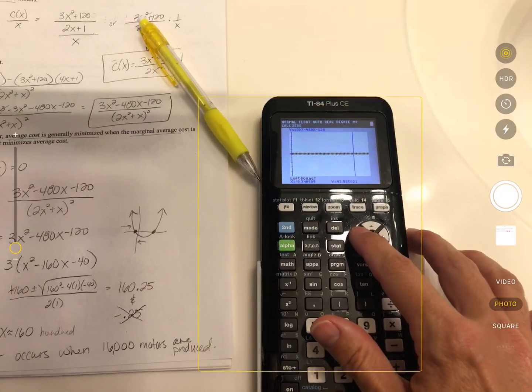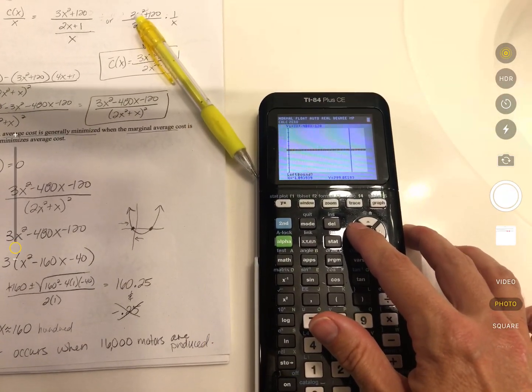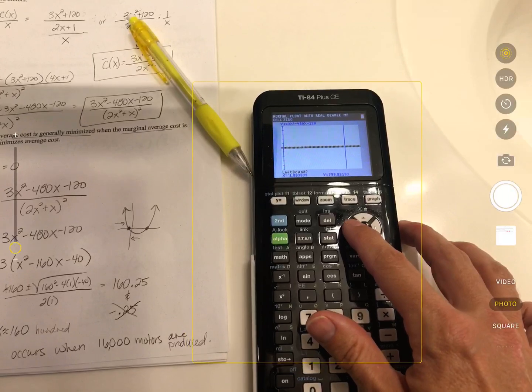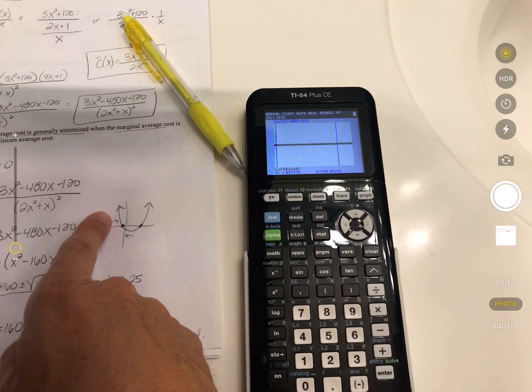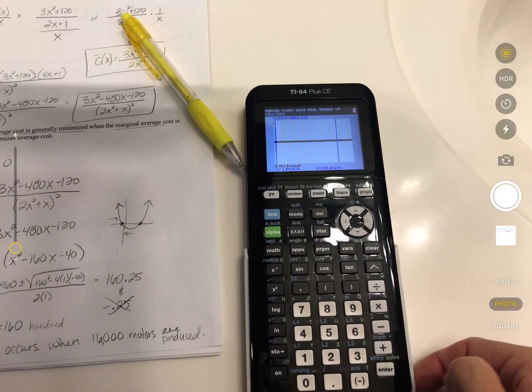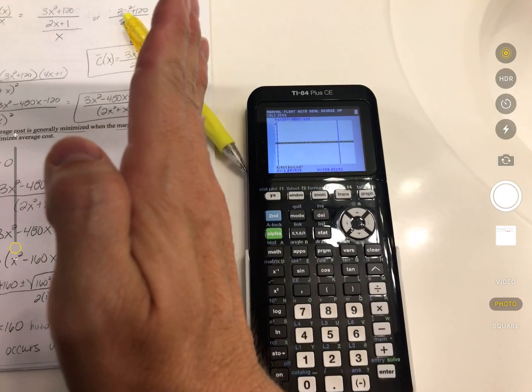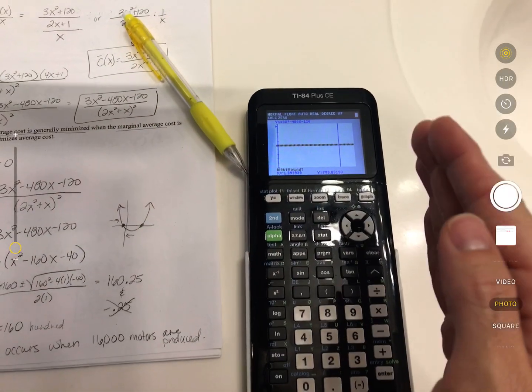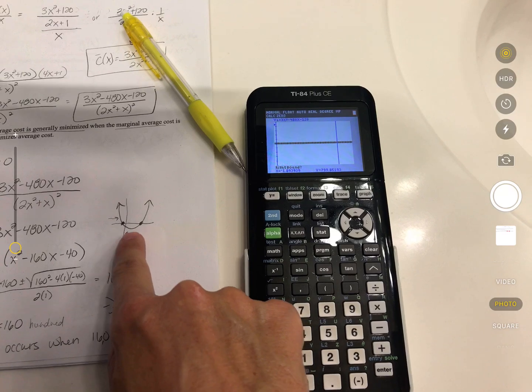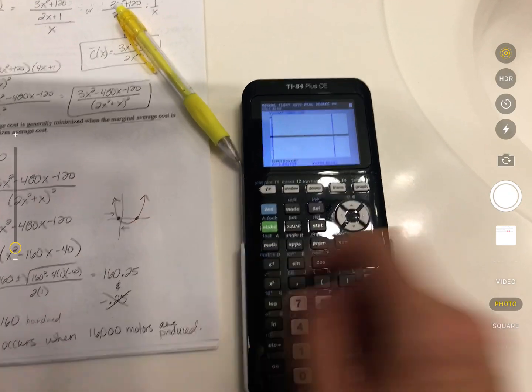Wait, did you see that my y jumped to positive numbers? So now that my y jumped to positive, I know I'm way over here to the left, and I'm going to push enter. So it's going to cut it off right there. It's also going to ask me for a right bound, so I need to go below that 0 because I want to go to the right of it.